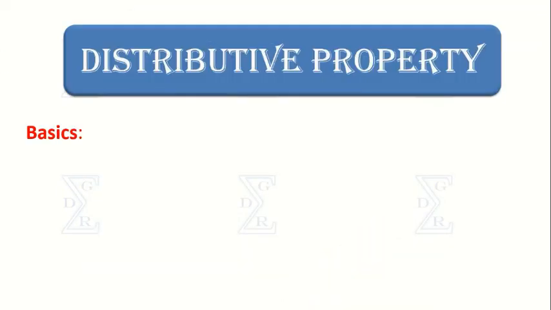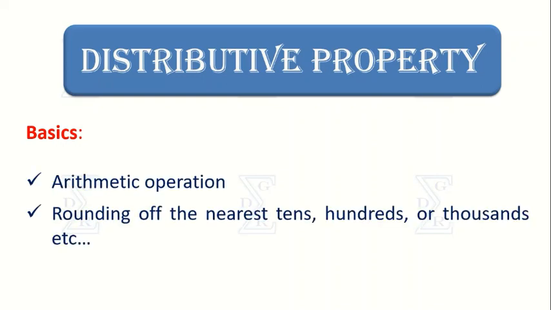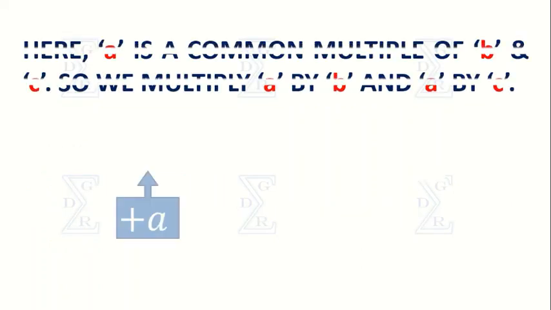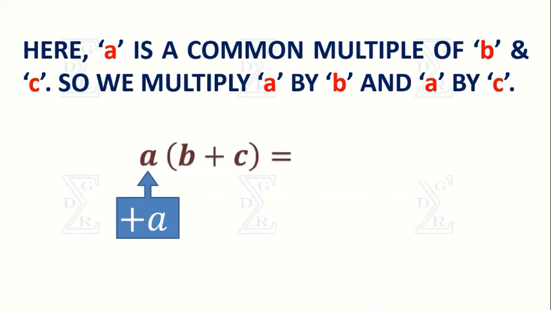Basics under the distributive property. Arithmetic operation. Rounding to the nearest tens, hundreds, or thousands, etc. Here, A is a common multiple of B and C, so we multiply A by B and A by C.